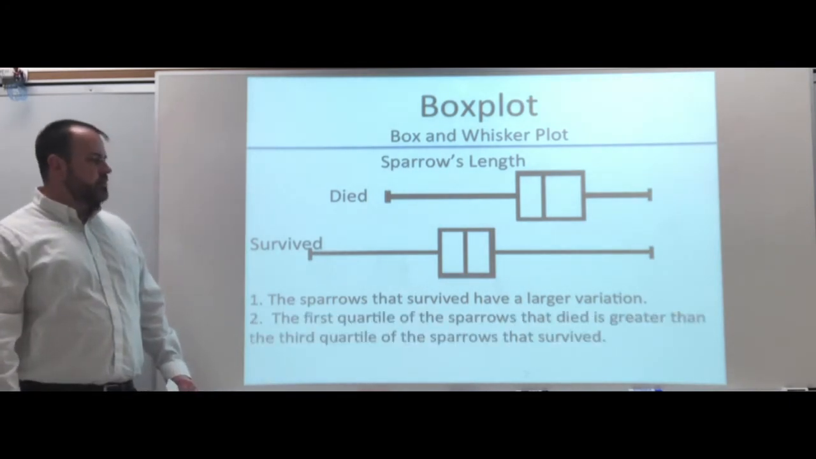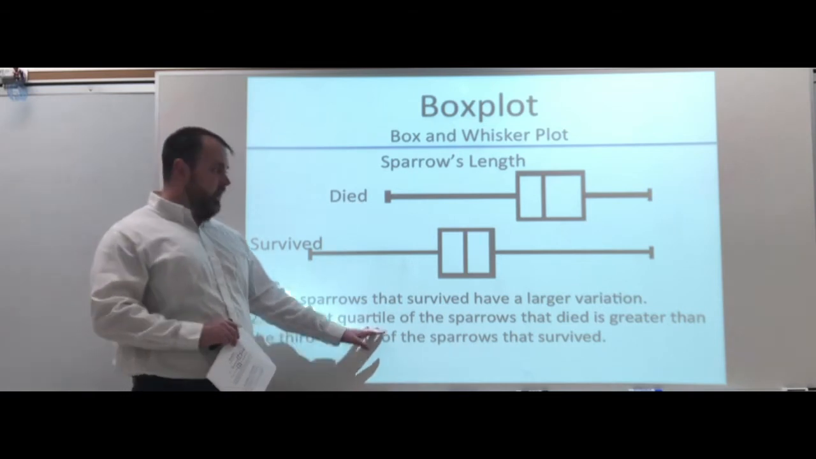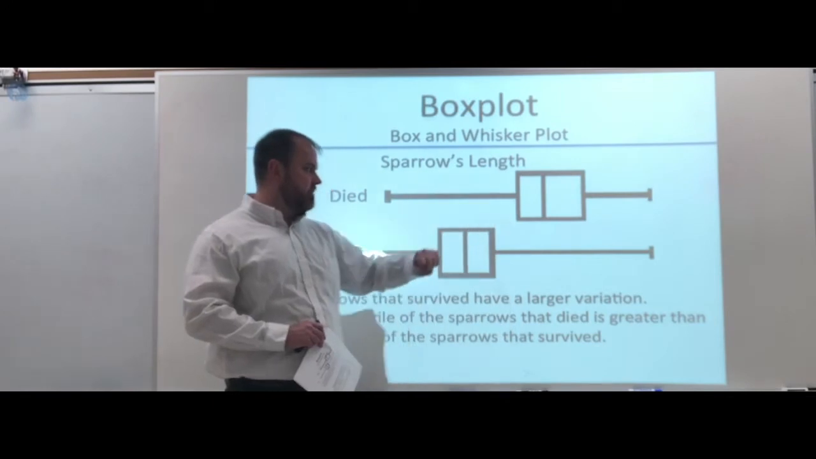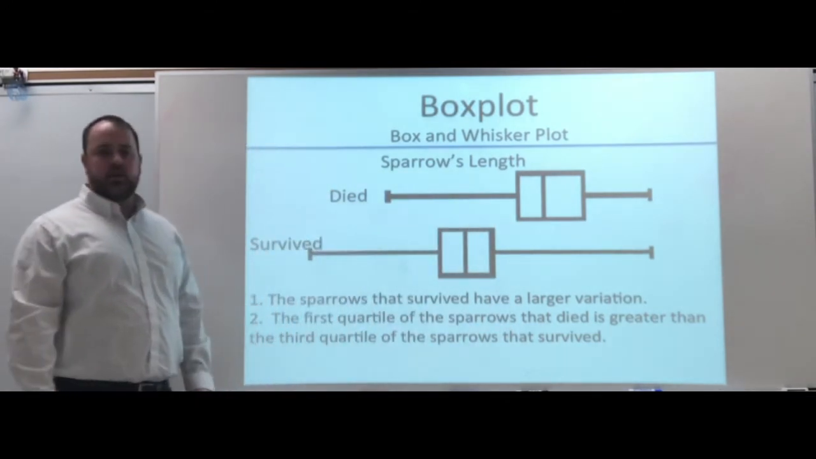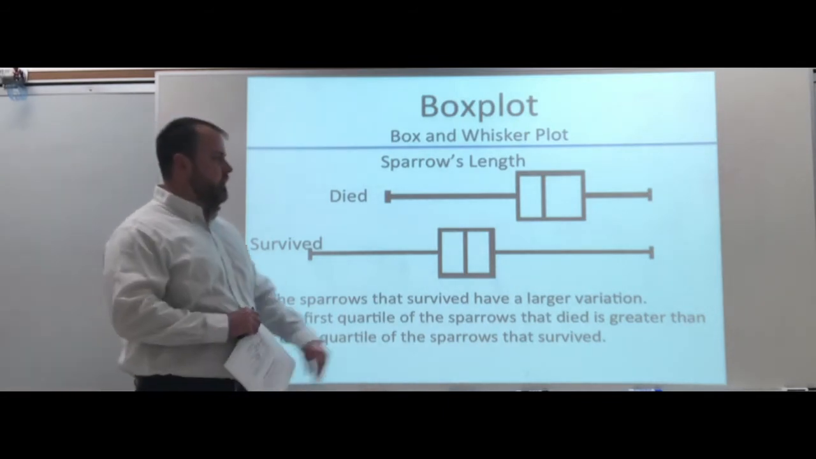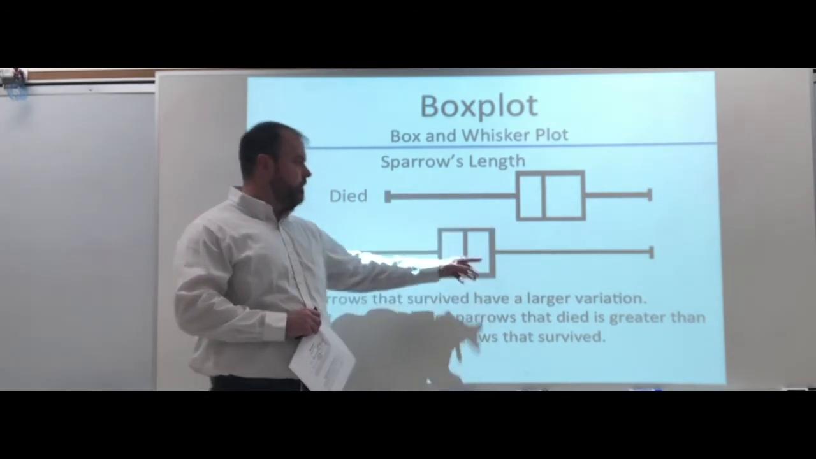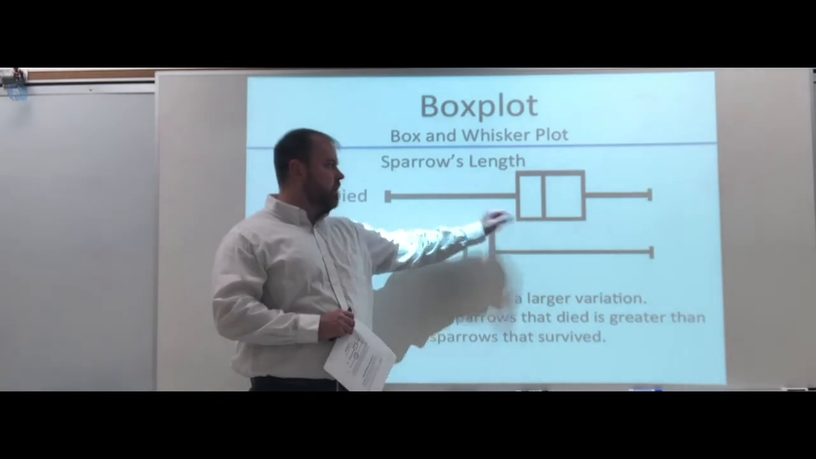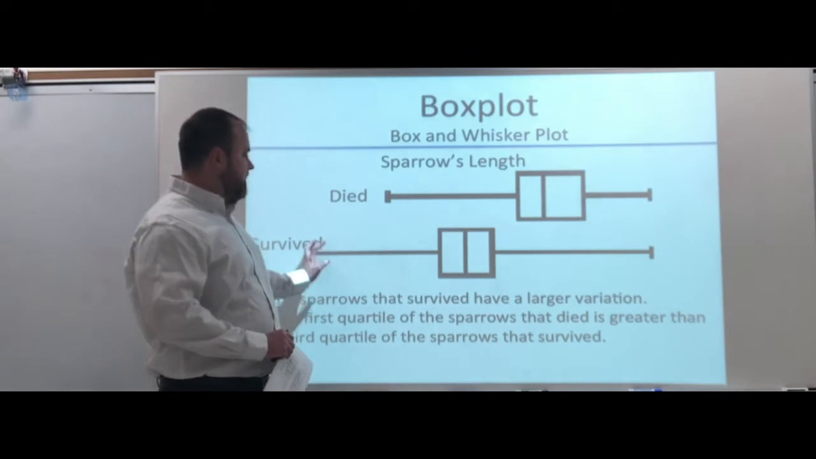The first quartile of the sparrows that died is greater than the third quartile of the sparrows that survived. This is describing the center. I know it's not talking about the medians. It's talking about the first quartile of the ones that died, the third quartile of the ones that survived. And that's actually a little more detailed. Right? If you're saying, okay, I know the median of the ones that survived is less than the ones that died, that's fine. But now, see, even going farther and saying the quartiles, quartile 1 for the ones that died is larger than quartile 3 for the ones that survived.